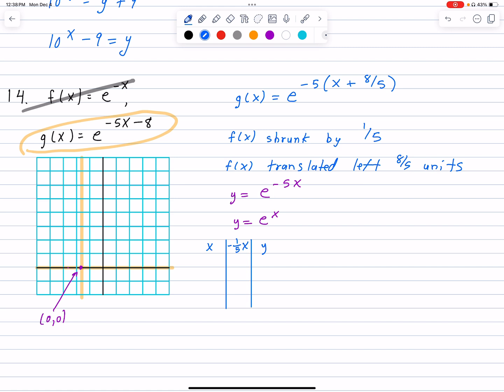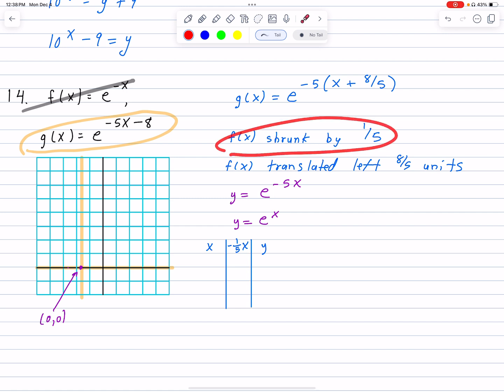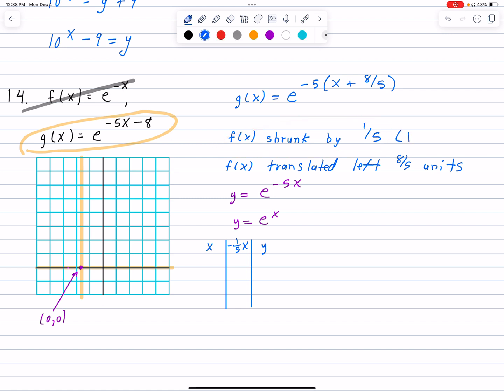Hopefully you see why that is. Just to emphasize, that's the case because we shrunk it by 1/5. I'm going to put here, because I didn't say it, horizontally. Okay? That was important. So let's go make our table. So for y equals e to the x, we've done that a bunch of times. So I'm just going to plug in my numbers, -1, 0, 1, 2. If I use those numbers, 0.37, 1, 2.7, and 7.4.